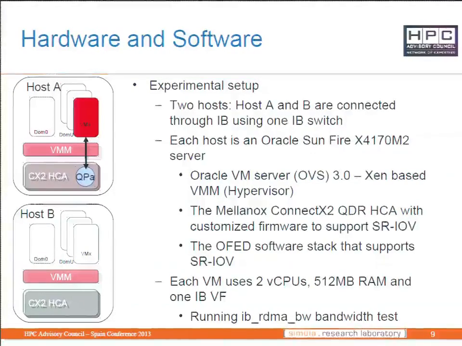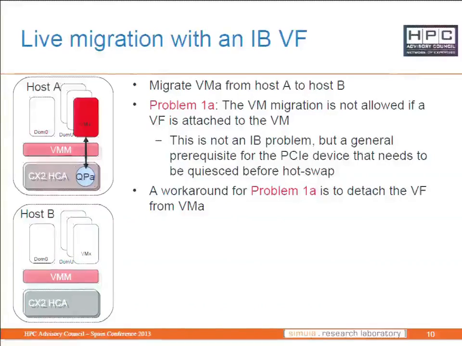And each of the virtual machines uses two virtual CPUs, 512 megabytes of memory, and one InfiniBand virtual function. Also, inside the virtual machines, we run the IB RDMA bandwidth test utility, just to see the behavior when we migrate. So when we have a virtual machine A, VMA, in host A, and then we want to migrate it to host B, that's over the InfiniBand.